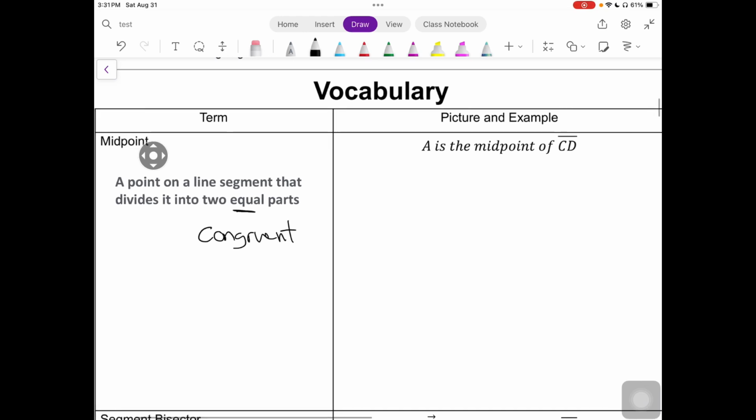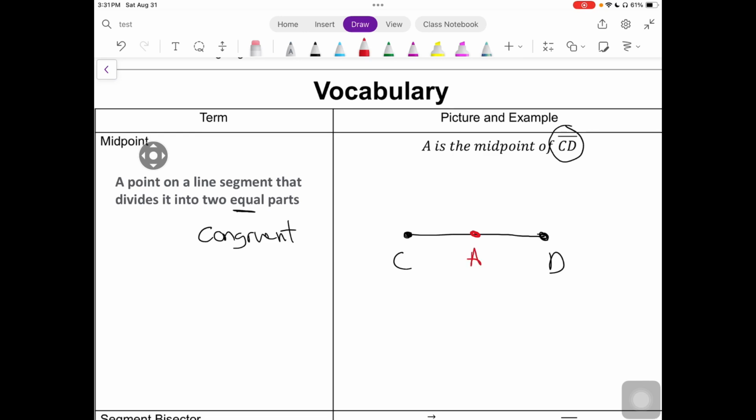A is the midpoint of CD. If you remember from the last video, this stands for line segment. So we're going to have point C, and we're going to have point D. Now, A is going to go in such a spot that it creates two equal parts, or two congruent parts. A lot of people think of the middle when they use the word midpoint, so that actually works out pretty well here. So we have C, A, D.